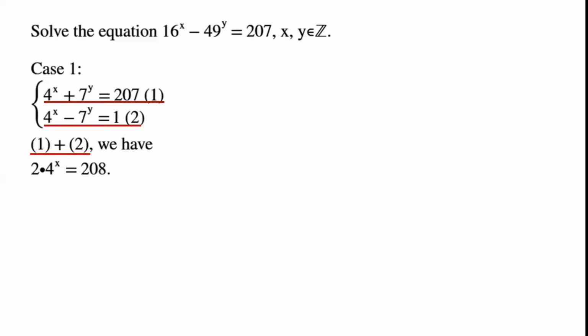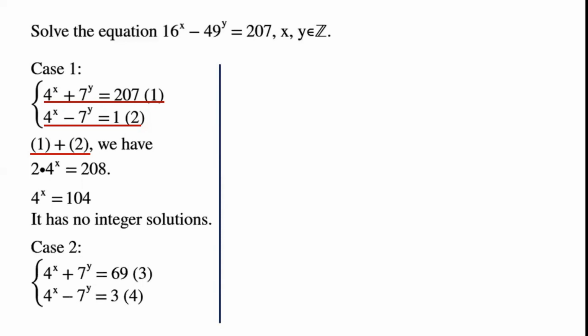Case 1, 1 plus 2, we have 2 times 4 to the power of x equals 208. So 4 to the power of x equals 104. It has no integer solutions.